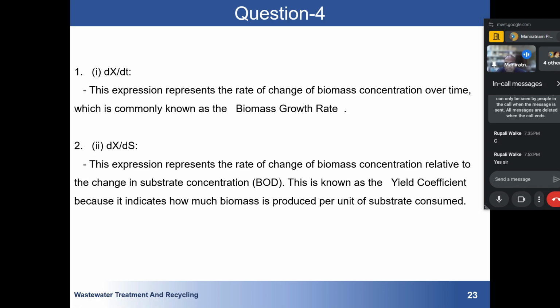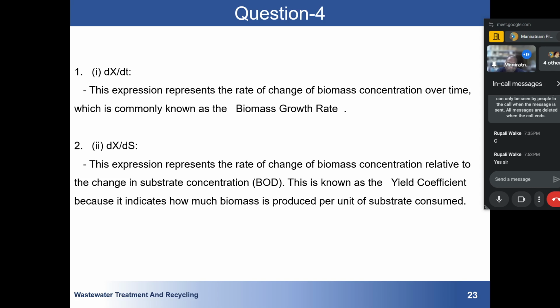So dx by dt represents the rate of change of biomass concentration over time, which is commonly known as the biomass growth rate. Then we have dx by ds. This expression represents the rate of change of biomass concentration related to the change of substrate concentration, that is BOD. This is known as the yield coefficient, meaning for a particular amount of substrate consumed, how much biomass is produced.